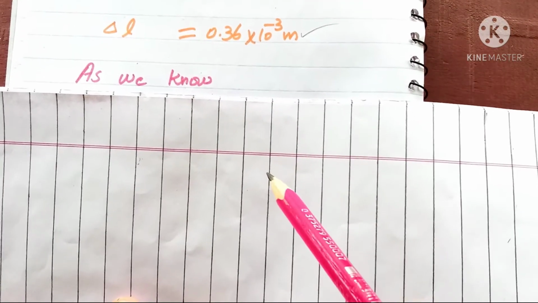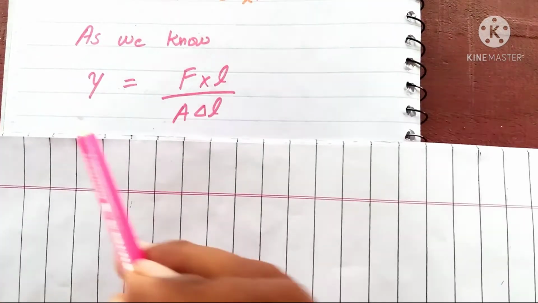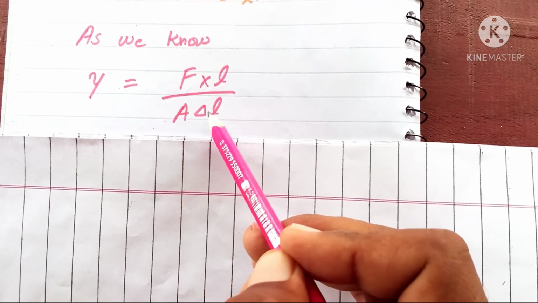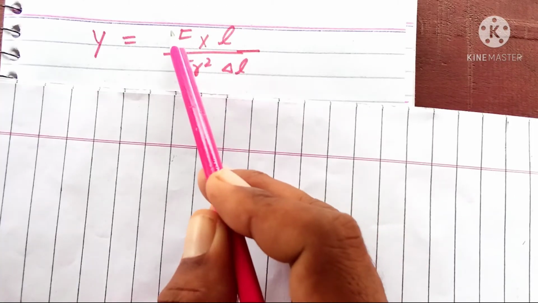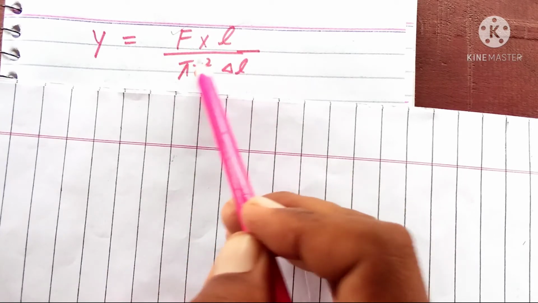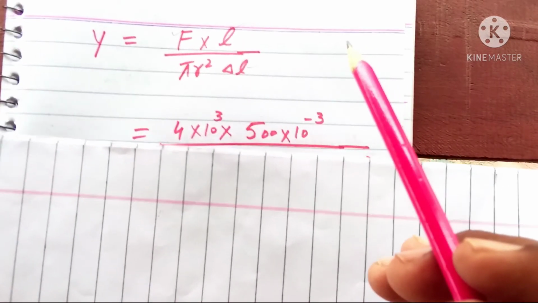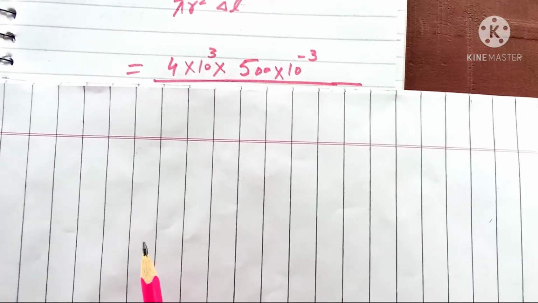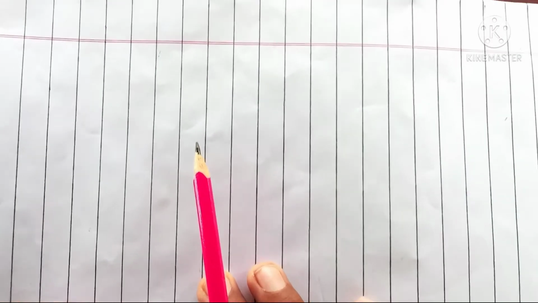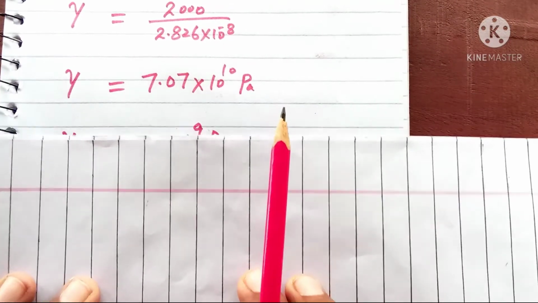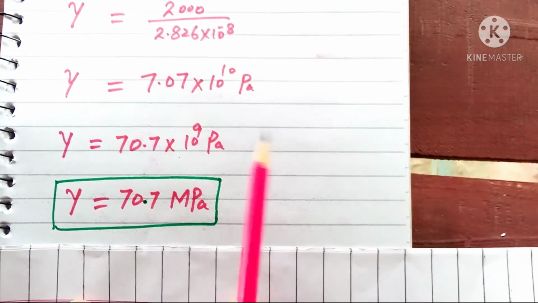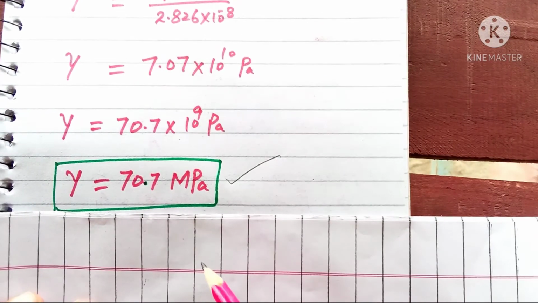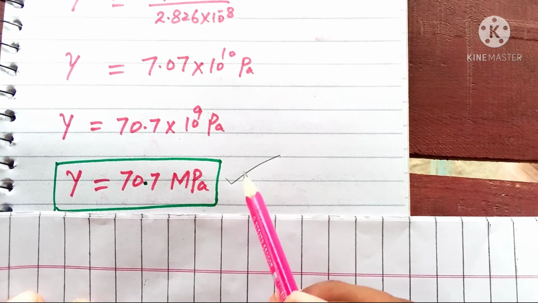We have to find the Young's modulus. As we know, Young's modulus is equal to F cross L over pi r square into del L. Putting the values of F, L, r, pi and del L, we will get the value of Young's modulus, which is 70.7 megapascal.